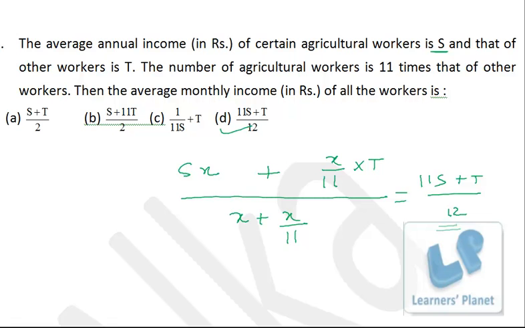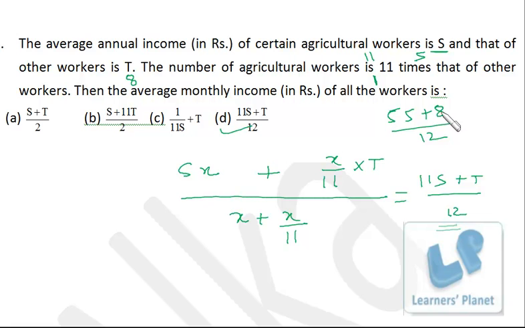Or what you can do is you can assume the value of S and T. I assume S to be 5 and T to be, say, maybe 8, right? Now the number of workers, for other workers I assume maybe 1, then the agriculture workers will be 11. So the total income of all the workers of agriculture will be 11 into 5, 55, and here it is 8, right? And the total divided by, that's 11 plus 1, 12.